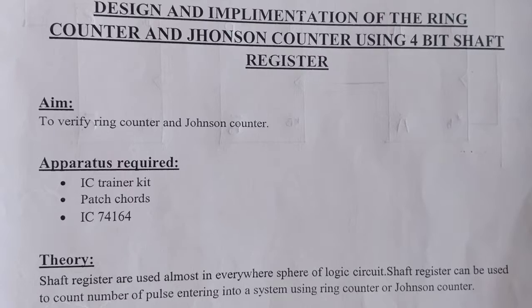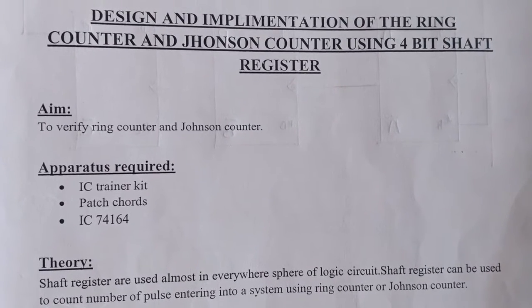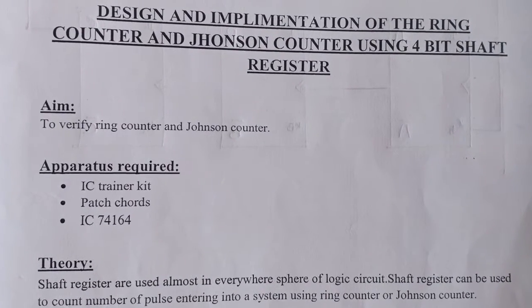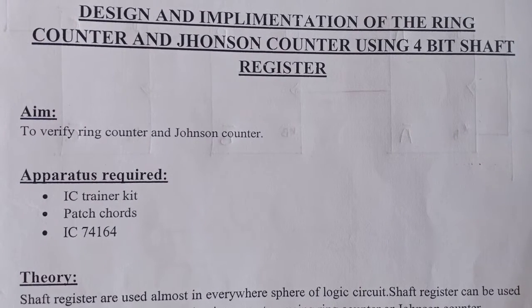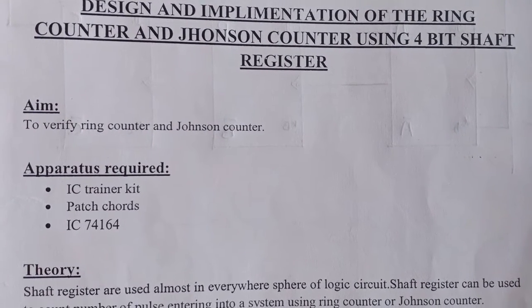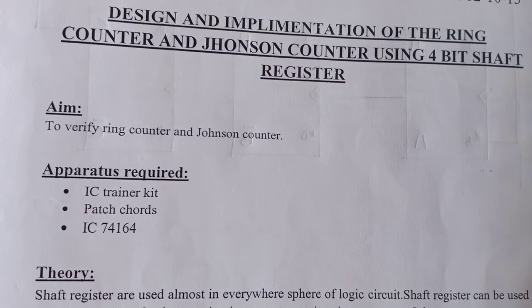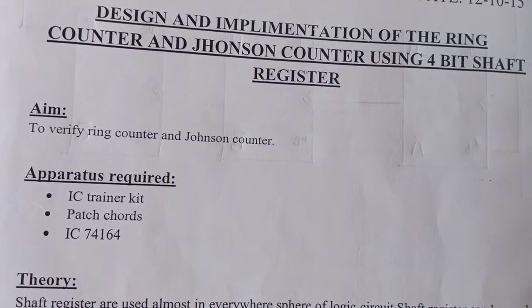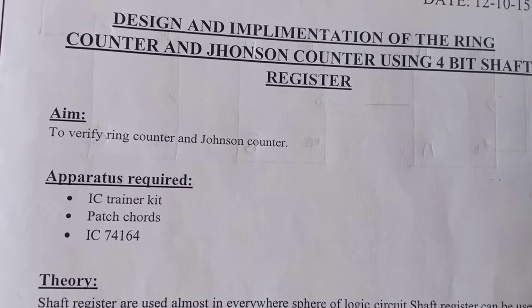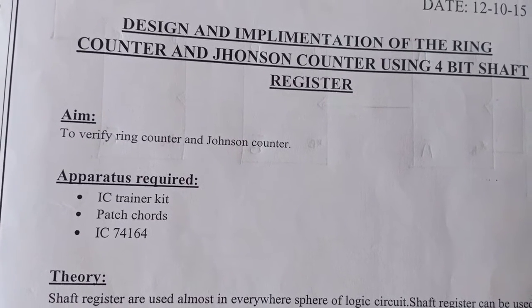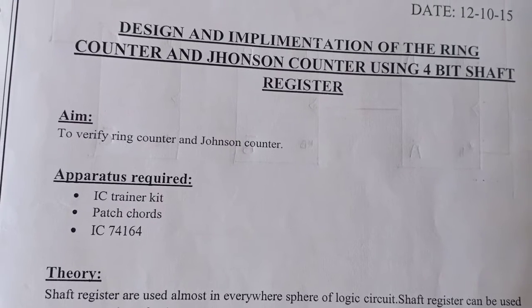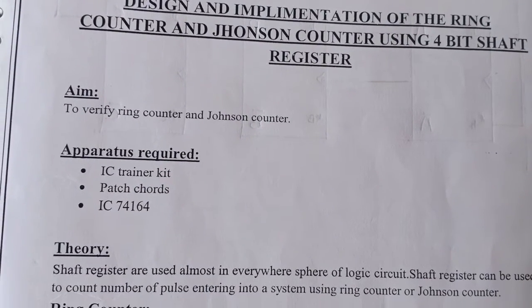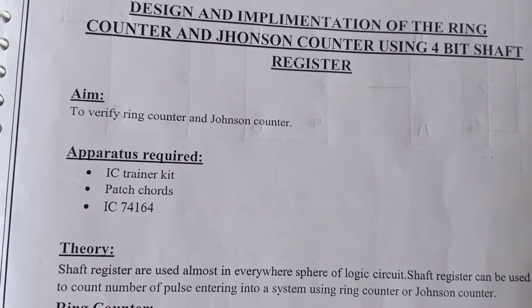In the last video we have seen the implementation of ring counter. Today we will be seeing the design and implementation of Johnson's counter using 4-bit shift register. In the Johnson's counter, the complemented feedback is given. All the flip-flops are cleared in the beginning.